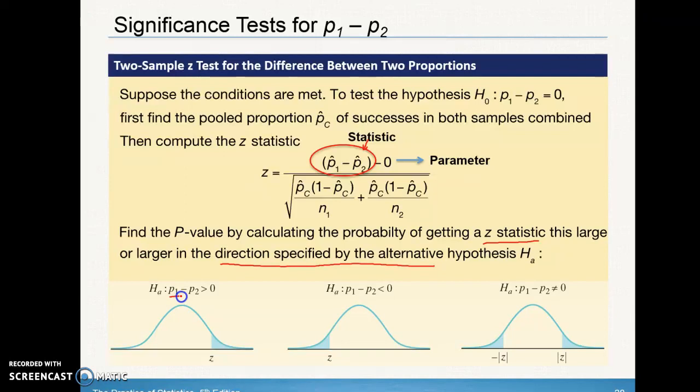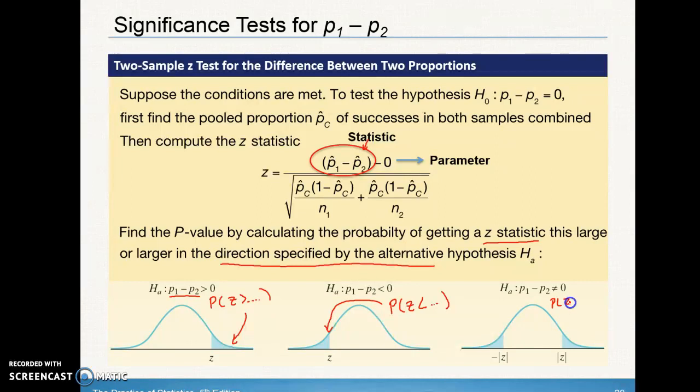Now, if your alternative says P1 minus P2 is greater than 0, then you're going to do the probability that z is greater than something. Okay, that's what it's going to look like on your curve. If you're doing the probability that P1 is less than P2, then you're finding the probability that your statistic is less than something. What is it less than that number? If they're not equal to, remember, we don't know if it's above or below.